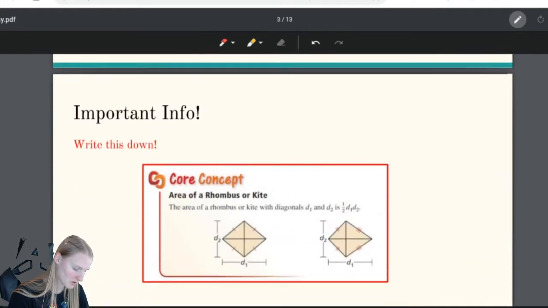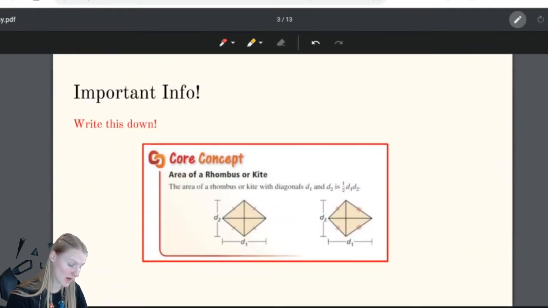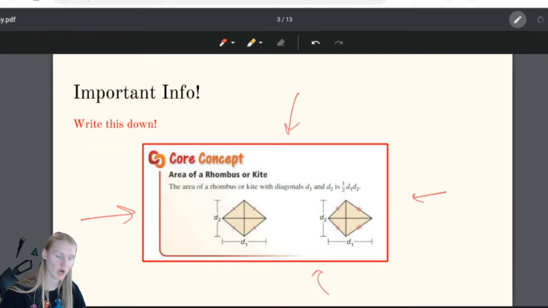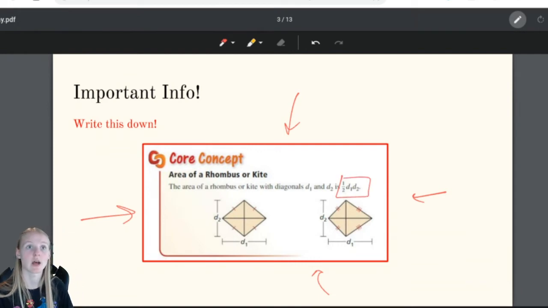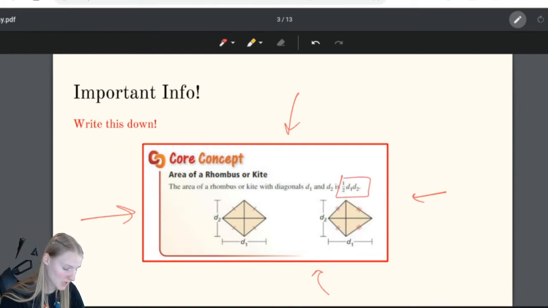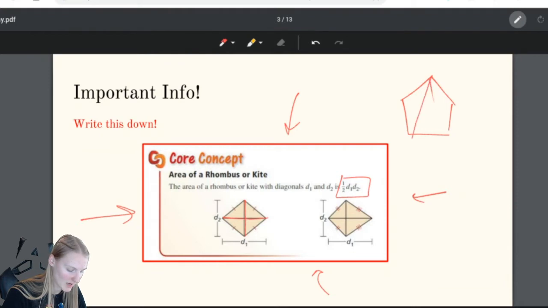So first thing, you should pause this video and write down everything inside of this box. Picture this formula. Important. Pause it, write it down, unpause it. I'm going to tell you a little bit about it. So what they mean by D1 and D2 here is they are talking about the diagonals. Remember, a diagonal connects opposite corners, and not necessarily the exact opposite corner. Remember that if we have a pentagon here, this is a diagonal and that's a diagonal.